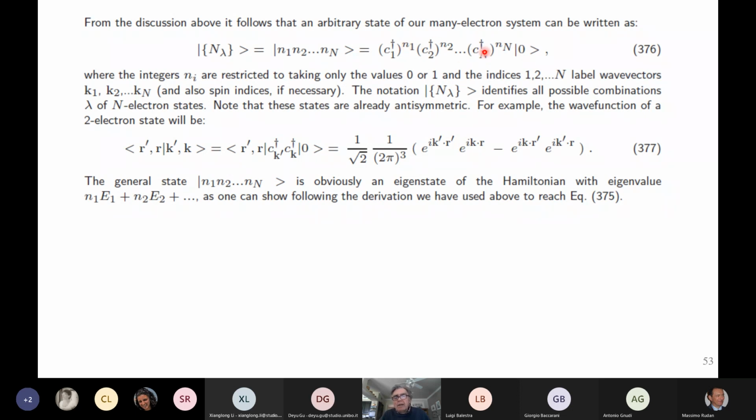So any state that I want to consider in my Hilbert space is a state in which some harmonic oscillators, some electrons in some state K i, are excited and some are not. So any possible combination of electrons filling or not filling all the K states that I have. And I will call such a state N 1, N 2, and so on, where I simply label with 1 the harmonic oscillators that are excited in a first excited state. And their energy will be just N 1 E 1 plus N 2 E 2 and so on, which is what we saw before.